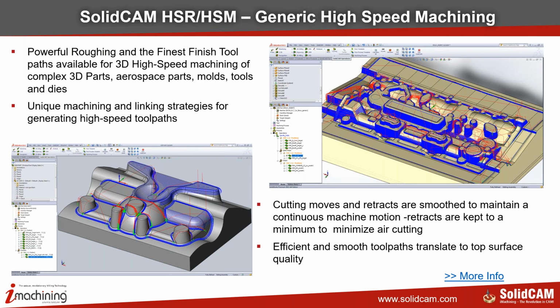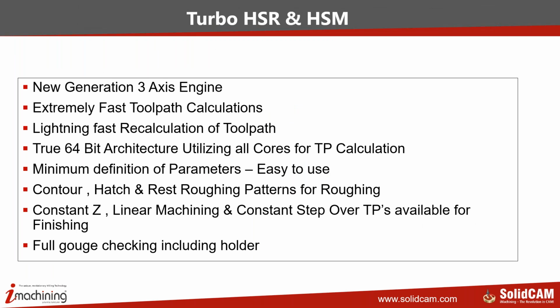We'll touch upon Turbo HSM; we can even touch it right now. So Turbo HSM is a new generation 3-axis machining engine. It has extremely fast toolpath calculations, lightning fast recalculations because it stores a lot of data and reuses the data when a user wants to recalculate a certain toolpath. It has true 64-bit architecture, which means it will utilize all the cores available on your computer to run a process. So the more cores you have, the faster the calculation.